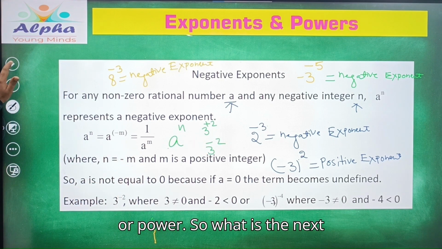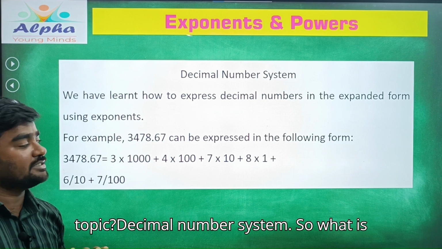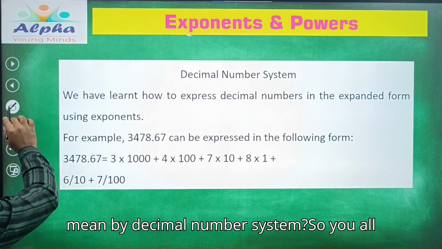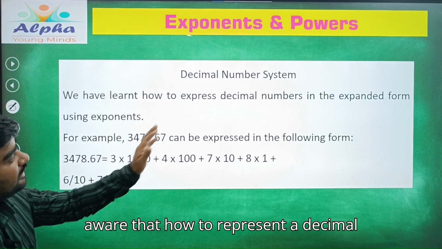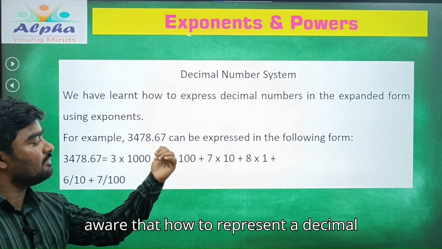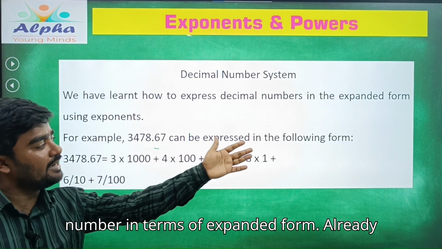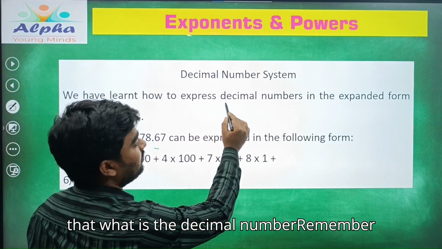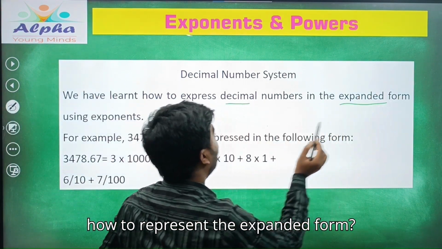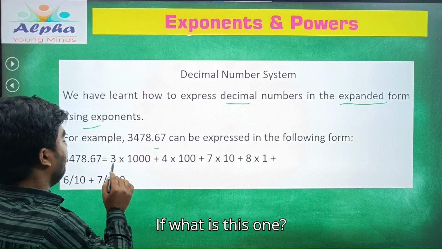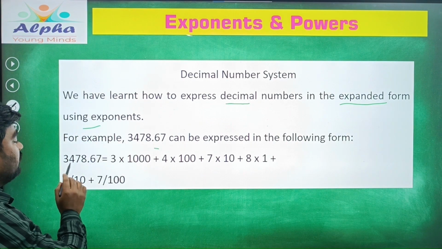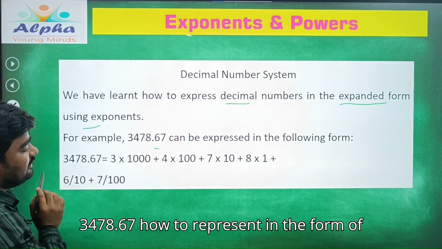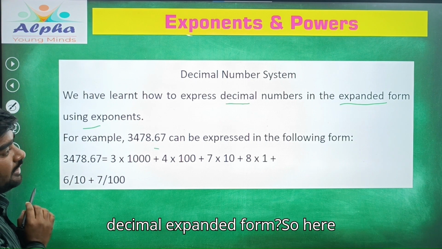So what is the next topic? Decimal number system. What is meant by decimal number system? You are all aware of how to represent a decimal number in expanded form. You already studied what a decimal number is and how to represent the expanded form. What about 3478.67, how to represent it in decimal expanded form?